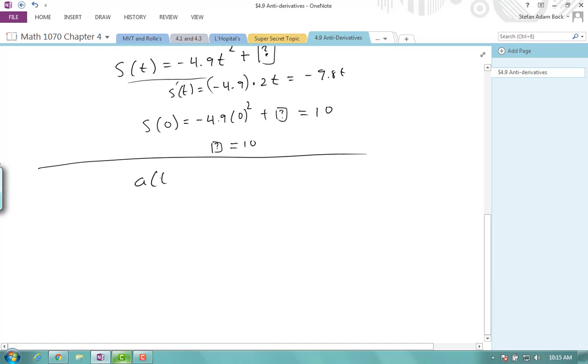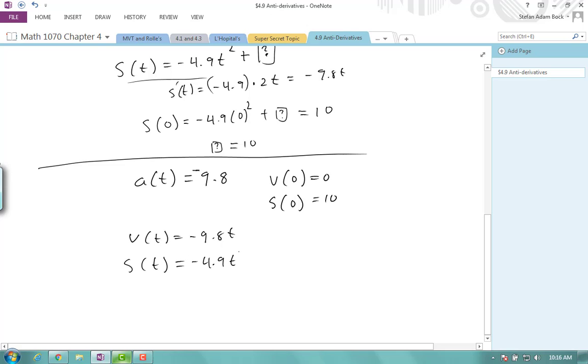So to summarize, given just an acceleration, negative 9.8, an initial velocity of 0, and an initial height of 10, I was able to find source functions explaining the behavior of my ball. v of t is equal to negative 9.8t, and s of t was equal to negative 4.9t squared plus 10.